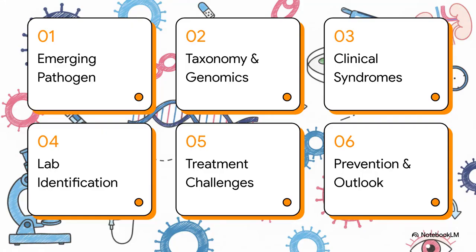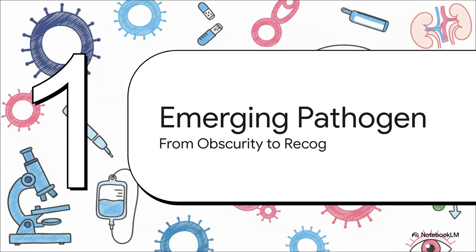Okay, so here's the plan. First, we'll talk about how this bug came out of nowhere. Then we'll get into its really unique genetics, what it actually does to patients, how you can spot it in the lab, why treating it is so tricky, and finally, what we can do to prevent it and what's next. All right, let's kick things off with the backstory.